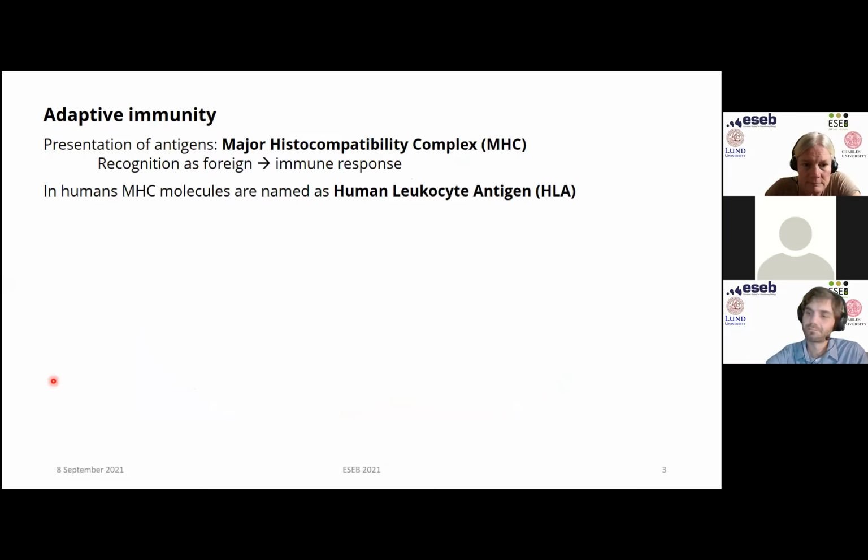The MHC genes, which is short for the major histocompatibility complex, encode for the molecules that present antigens on the cell surface. If these are recognized as foreign, then the adaptive immune response is initiated. In humans, these genes are also named human leukocyte antigens. Throughout my talk, whenever I say MHC or HLA, I will be referring to the same cell surface molecules.